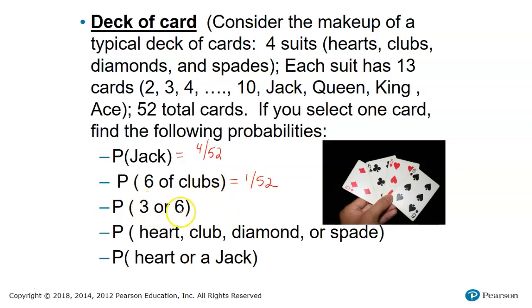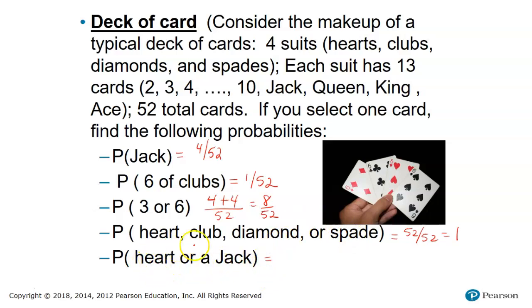If I look at a 3 or a 6, there's 4 3s and there's also 4 6s. So I'm going to have 8 out of 52. The probability of a heart, club, diamond, or spade, it has to be one of these. There's nothing else. So that's all 52 out of 52, which means 1. So it's a certain event that it's a heart, a club, a diamond, or a spade because there's nothing else left.